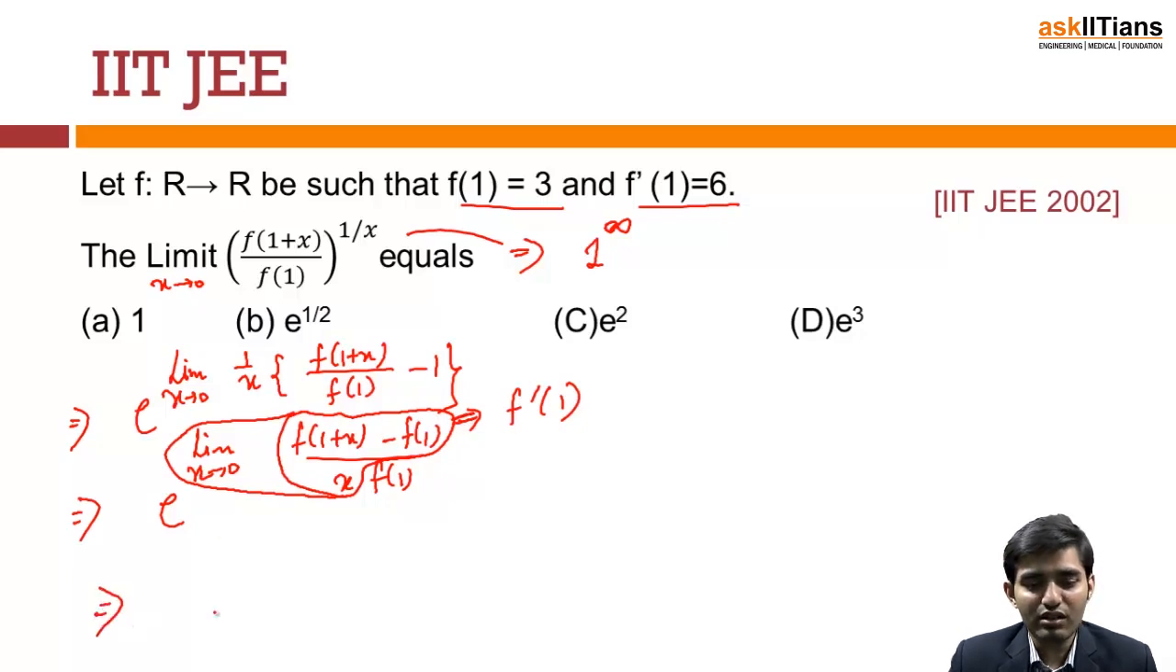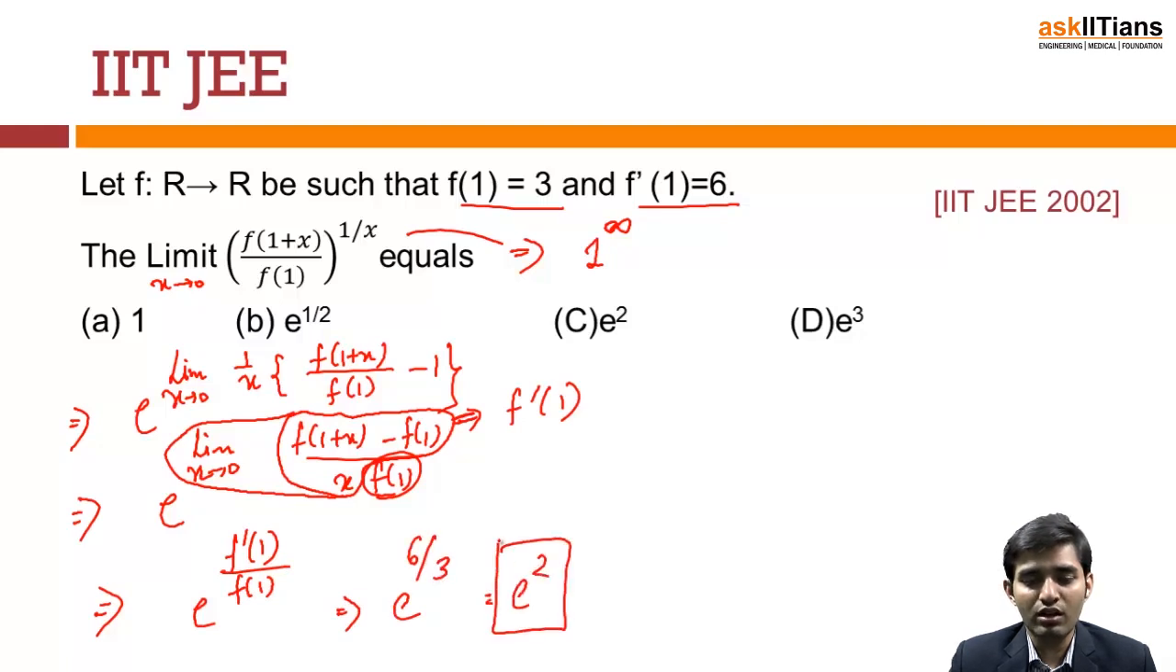So what will be my answer? My answer will be e to the power f dash 1 divided by the term left out, which is f of 1. Now f dash 1 and f of 1 are given in the question, so the answer will be e to the power 6 by 3, which is e square. So the correct option would have been the C option.